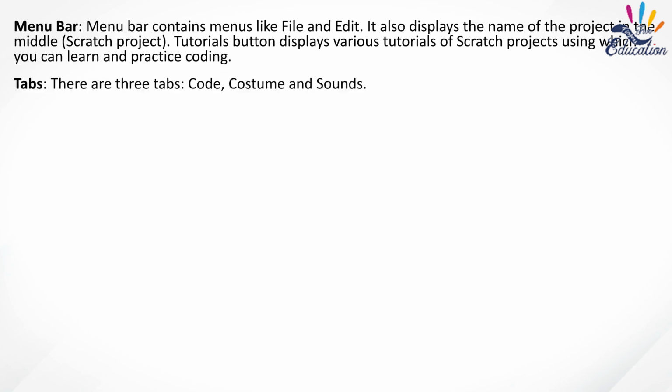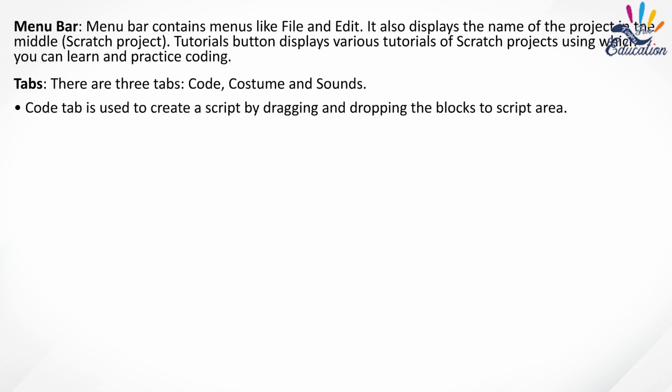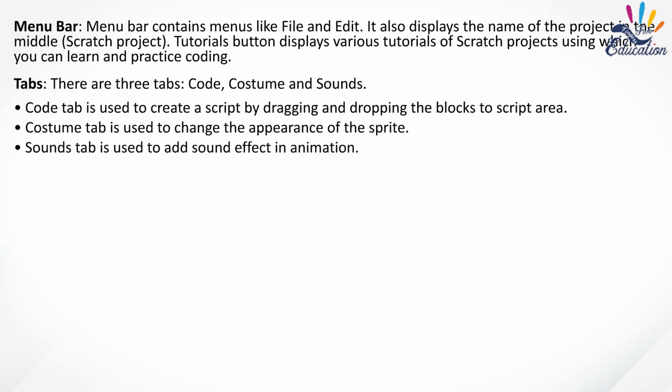Tabs. There are three tabs: code, costume, and sounds. Code tab is used to create a script by dragging and dropping the blocks to script area. Costume tab is used to change the appearance of the sprite. Sounds tab is used to add sound effect in animation.